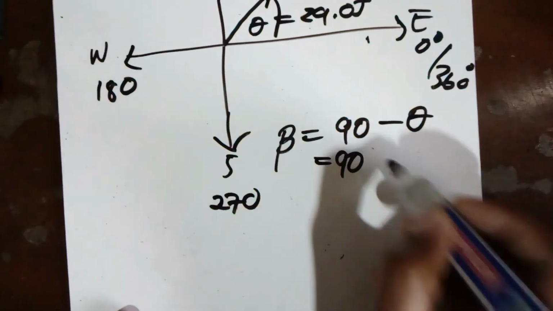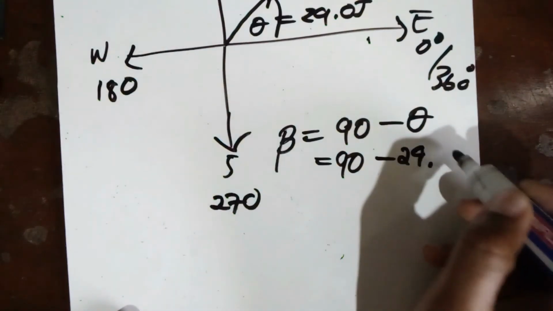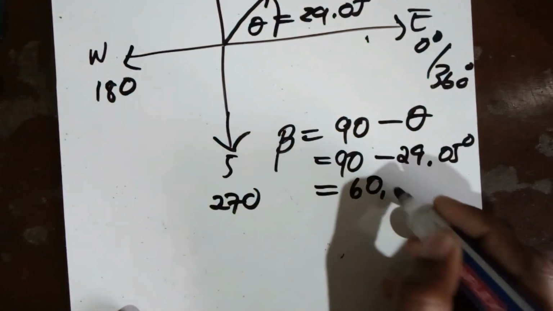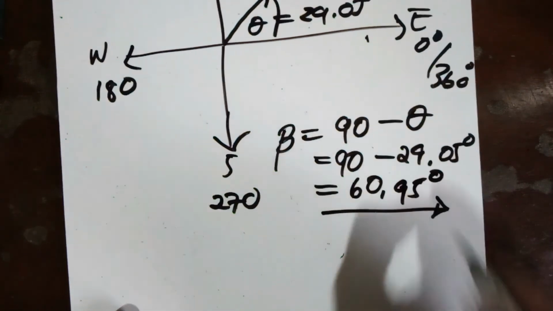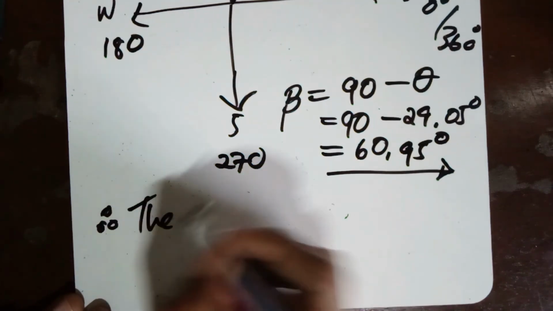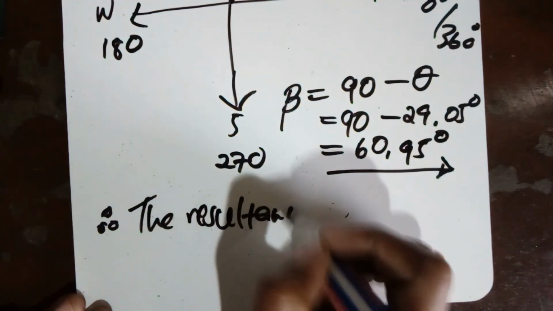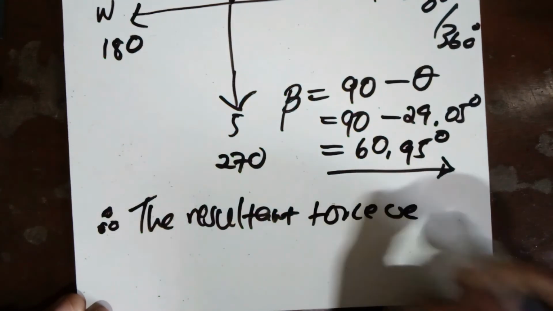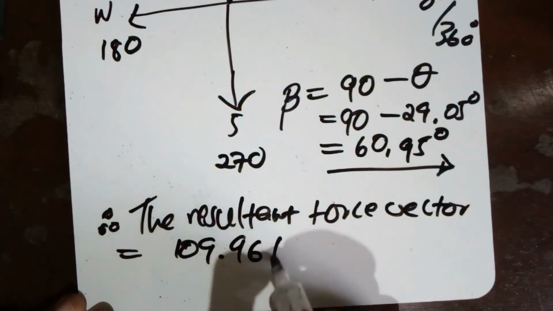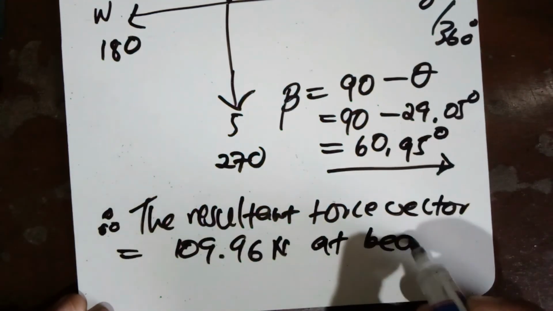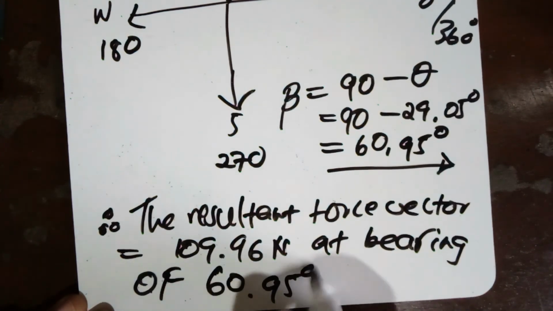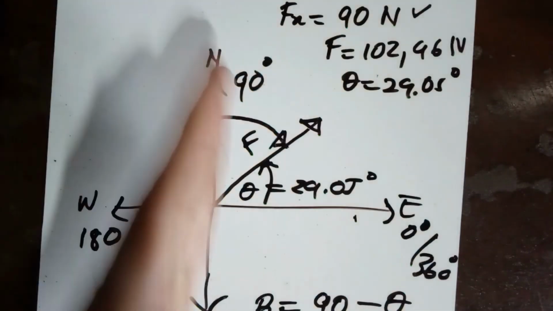So 90 minus 29.05 degrees, which I think is 60.95 degrees. Then, to quote your final answer, you would say: therefore, the resultant force vector is equal to 102.96 newtons at the bearing of 60.95 degrees. I hope that is making sense, especially in terms of these bearings.